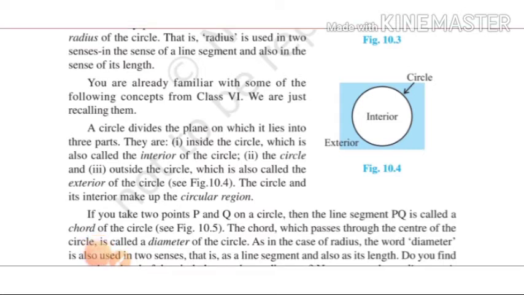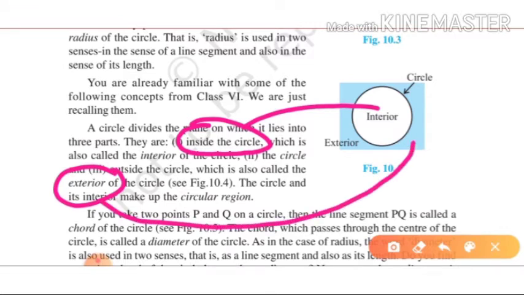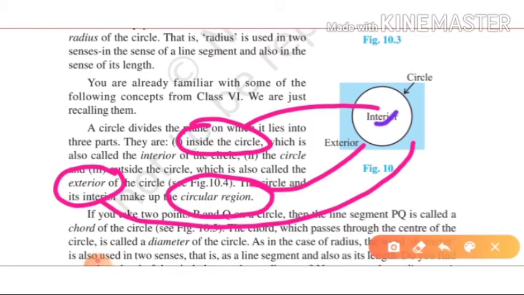Some important terms related with circles. When you take a circle, there are three parts of a circle. First, the inside part, that is the interior of the circle. Then we have the outside part which is known as the exterior of the circle, and we have another part which is known as the circular region, which is on the boundary of the circle. So we have one inside the circle, that is the interior part.